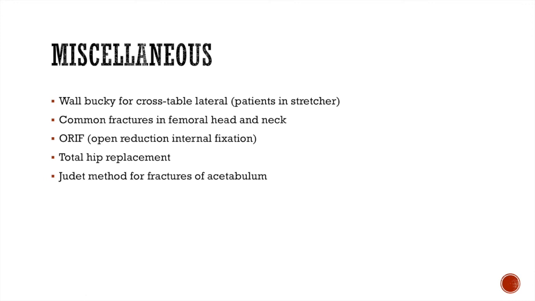You also want to look out for older patients who might have osteoporosis, because fractures in the femoral neck and head are common. Metal hardware from open reduction internal fixation and total hip replacements are common and must be entirely included on the radiographic image. There's also a separate exam called the Judet method that specifically looks for fractures in the acetabulum and any deformities in SI joints.